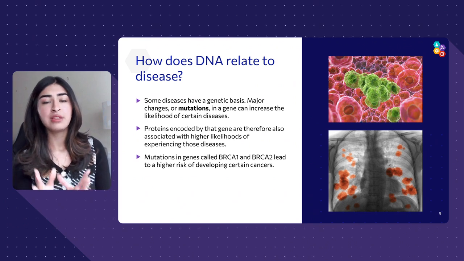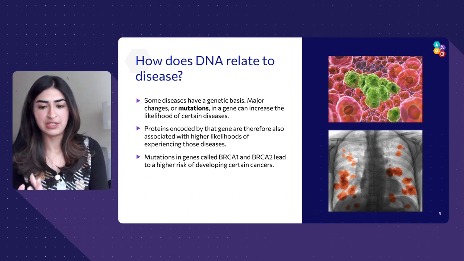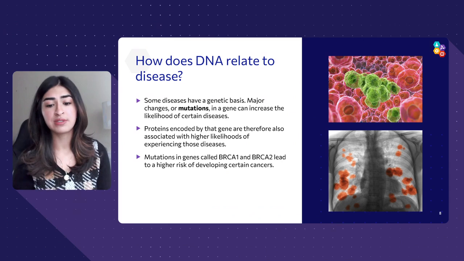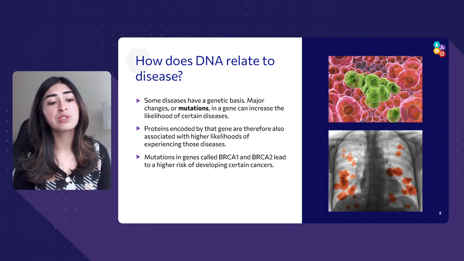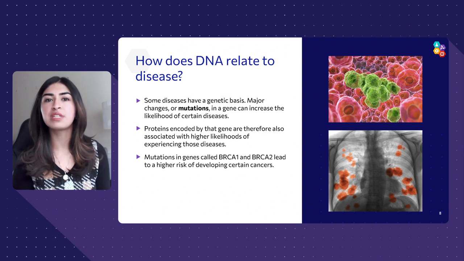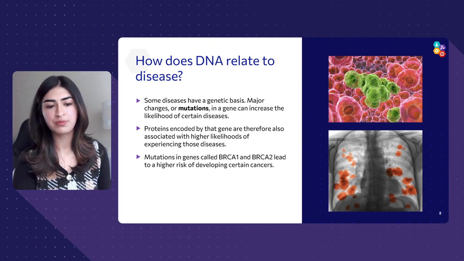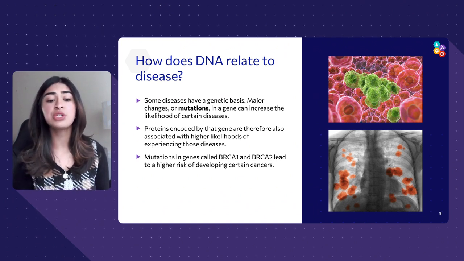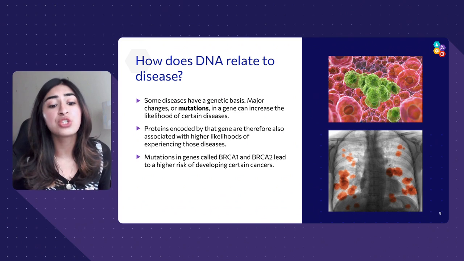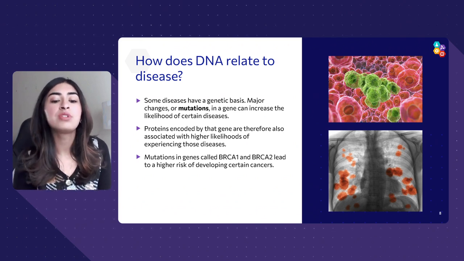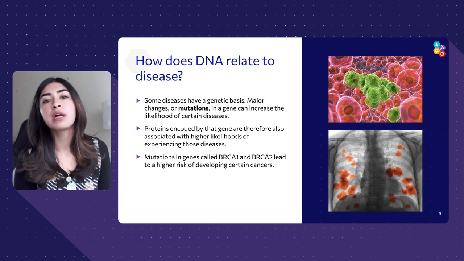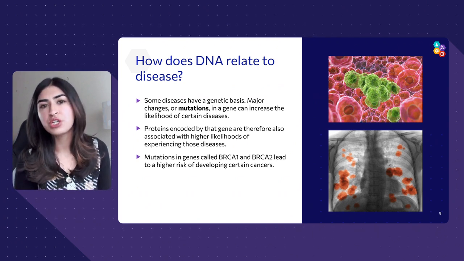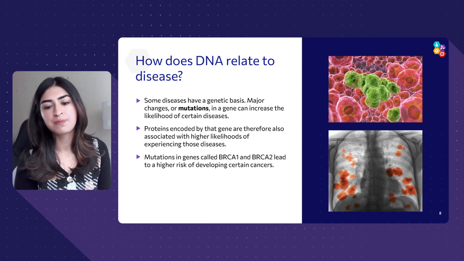Now, when this dysfunctional protein is created, it can cause disease. So the protein encoded by a mutated gene is often associated with higher likelihoods of experiencing disease. You can see here that mutations in genes called BRCA1 and BRCA2 lead to a higher risk of developing certain cancers. So you can go from a perfectly healthy lung to a tumor-ridden lung simply because you have a nucleotide mutation in one of these two genes.